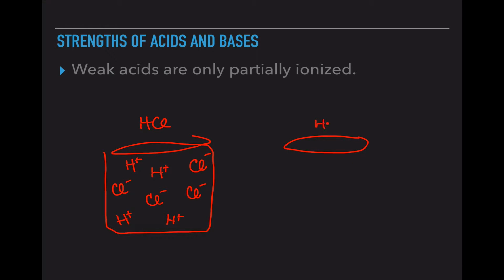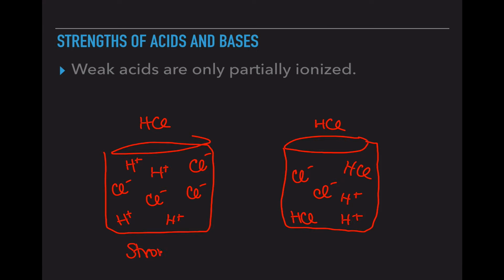If we have a weaker acid made with the same substance, in this second container, maybe we have a few that are still bonded together and a few that are separated out. So since these only have 2 ions or 4 ions as compared to the 8 in the other picture, this is considered a weaker acid. So this one is strong because the ions are all separate. This one is weak because some are still bonded.